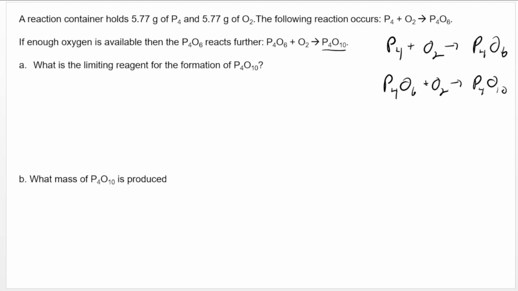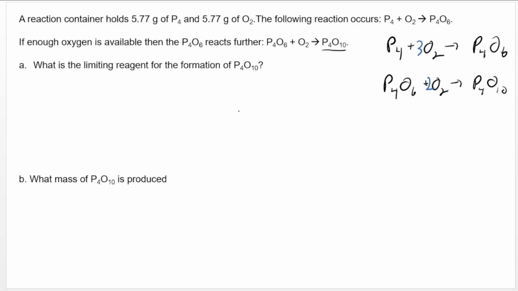Let's change the color. So let's balance the first one. We have 4 phosphorus, 4 phosphorus. We have O2 and O6. Let's put a 3 right there. Second one, we have 4 phosphorus, 4 phosphorus. We have 8 oxygens here, 10 of them on the right. Let's put a 2 right here. If we do that, we'll have 4 plus 6 is 10.